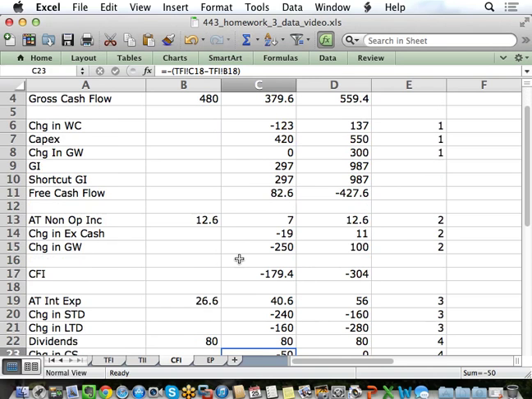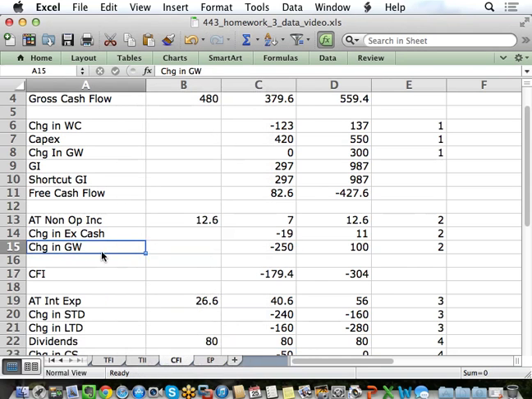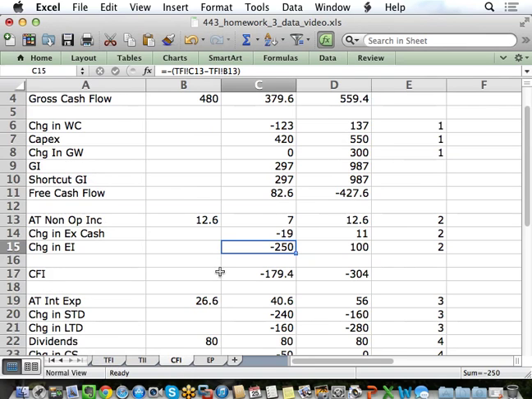Sorry, this is not supposed to be change in goodwill. That's supposed to be change in equity investments. Sorry, a little bit of mislabeling there. Because if you look at C13 minus B13, it's actually change in equity investments. Sorry, my little Freudian slip on the typos.